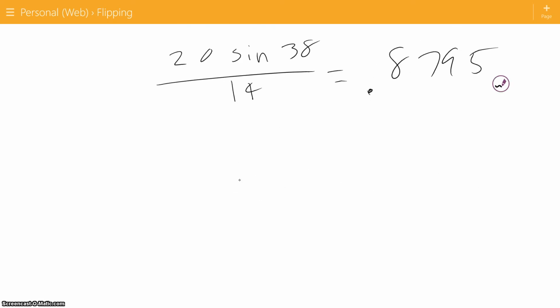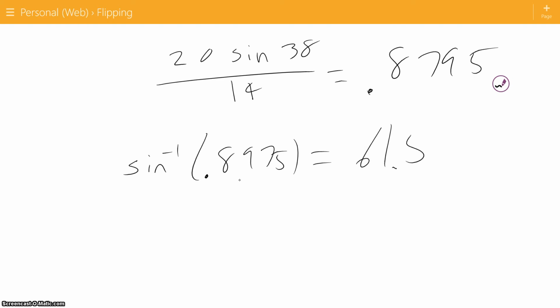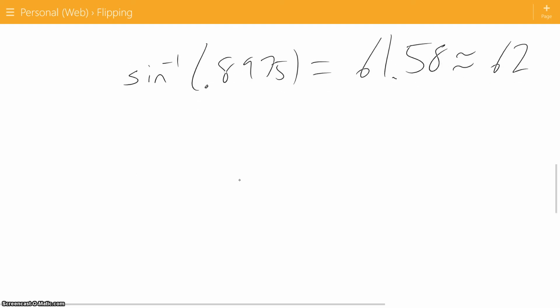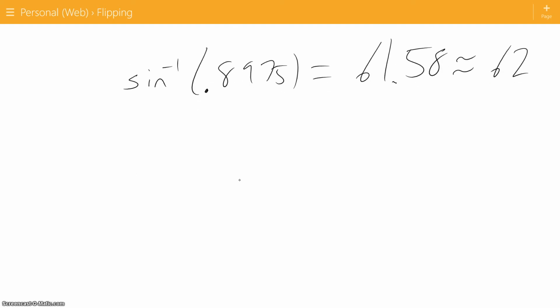We want to get b by itself, so big B is the inverse sine of 0.8795, which gives us 61.58, which is approximately 62 degrees. I like that. So we feel that this is awesome. We feel that we are set, and we can check our work here.